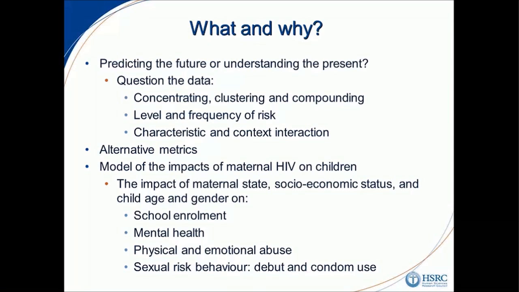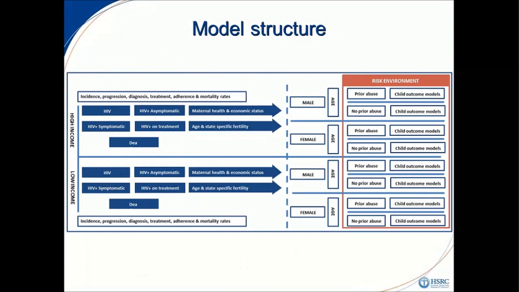And so what did we do? We tried to model the impact of maternal HIV in the first instance on children. And so we wanted to understand the extent to which the maternal state of health, combined with their socioeconomic status and the child's age and gender, would affect school enrollment, mental health, the risks of abuse, and sexual behavior. And so this is now the model which I'll describe, which tries to do exactly this.